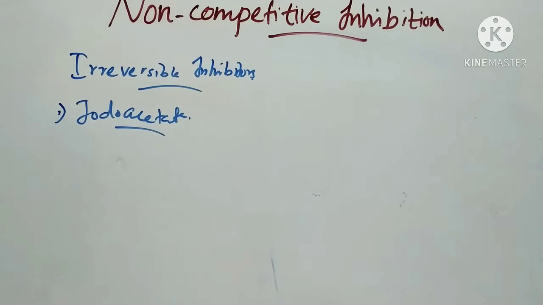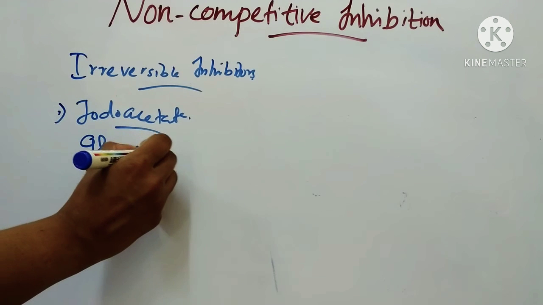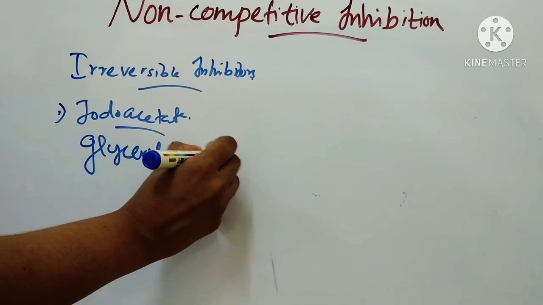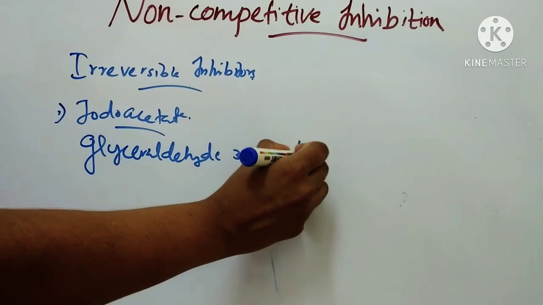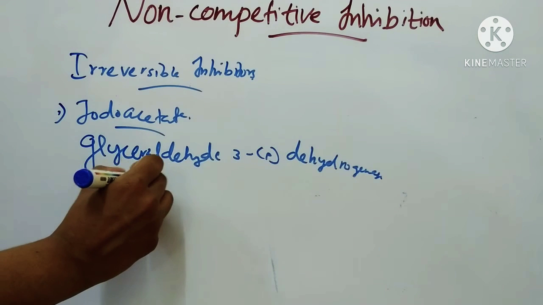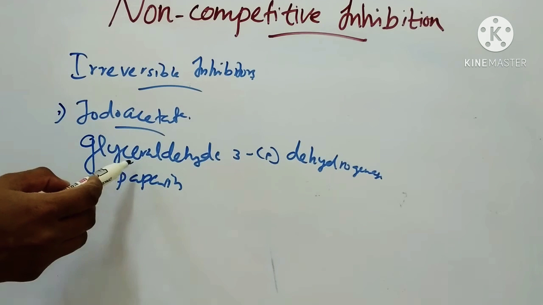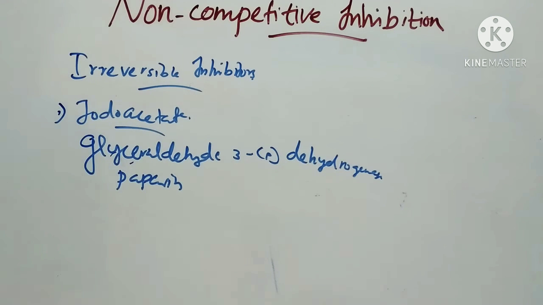This is an irreversible inhibitor of enzymes like glyceraldehyde 3-phosphate dehydrogenase and papain. Papain is a proteolytic enzyme extracted from raw papaya.